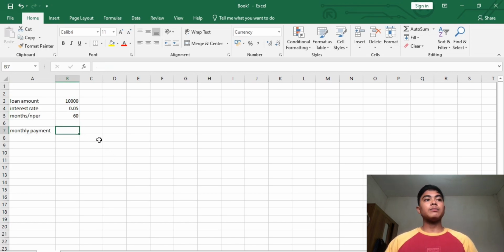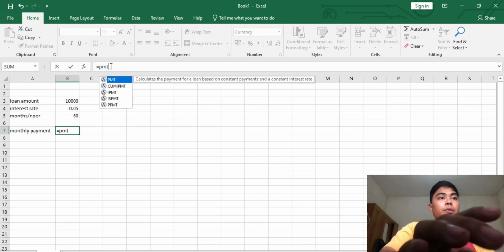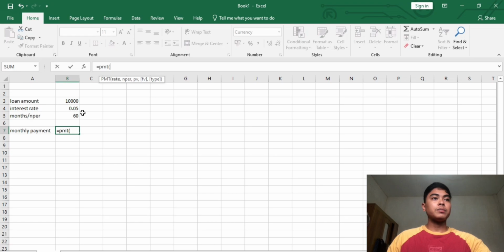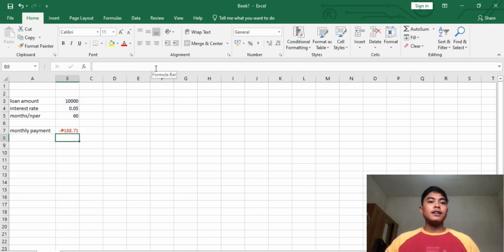So to calculate the monthly payment, we just need to input the function PMT and then open parenthesis. So we just input the rate, also divided by 12, which is monthly basis. Next is the number of periods, which we don't need to divide by 12 because it is already converted into months, not years. So next one is the loan amount, and then simply close it and enter. So we have computed a value of 188 pesos and 71 centavos.